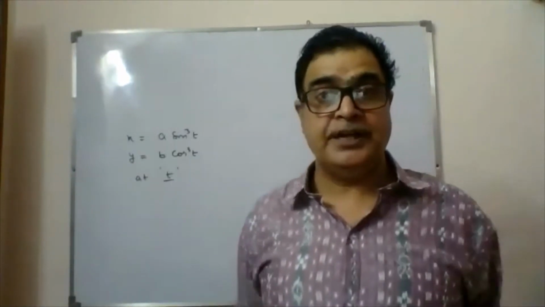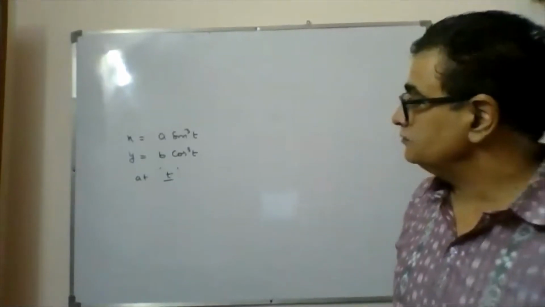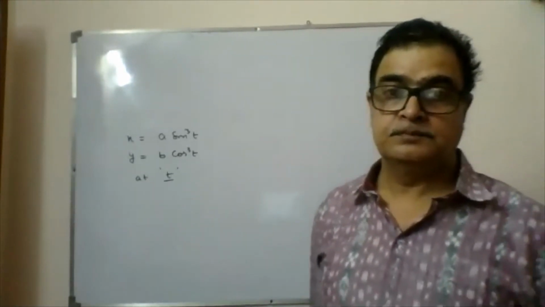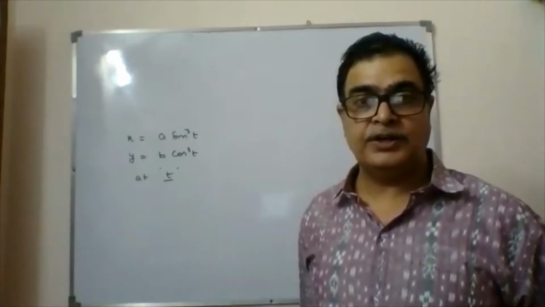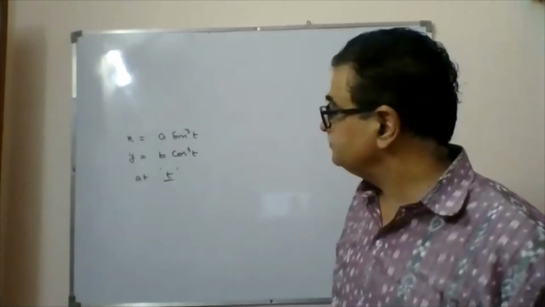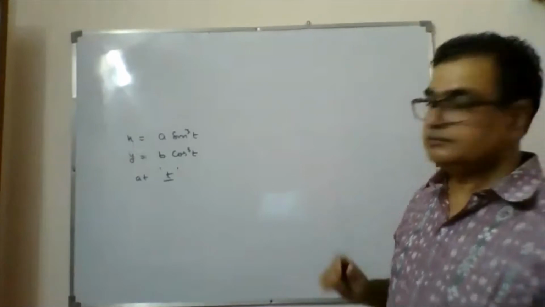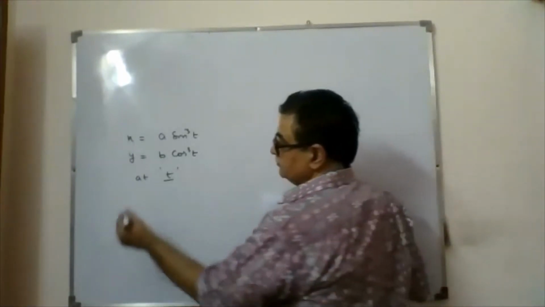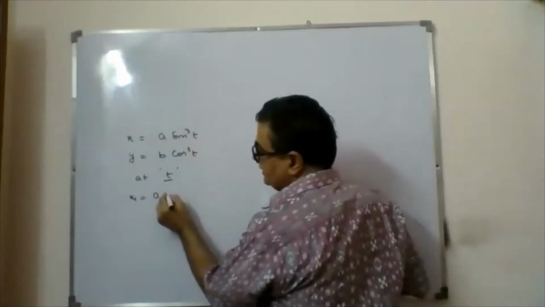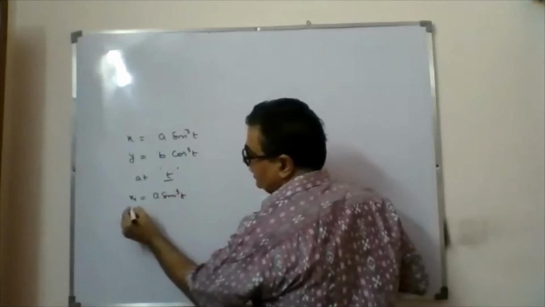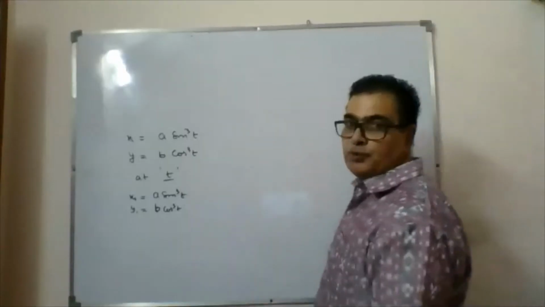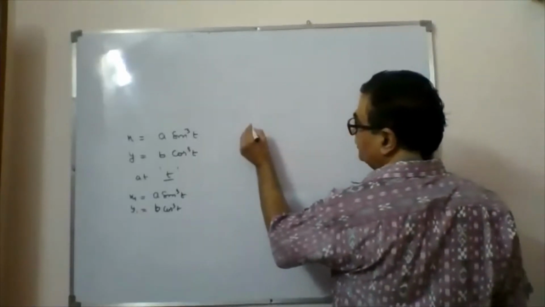What is the contact point? Can you tell this time? What is the contact point here? a sine cube t and b cos cube t. This t will remain t. So a sine cube t is your x1 and y1 is also b cos cube t. And we want the slope to be calculated easily. We can do it now.